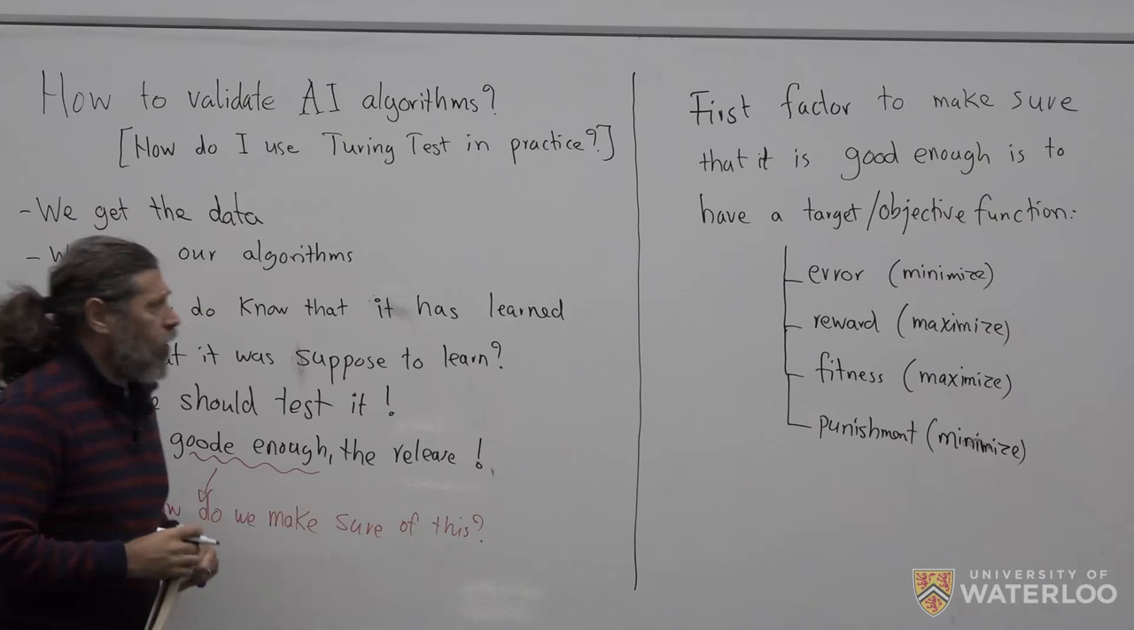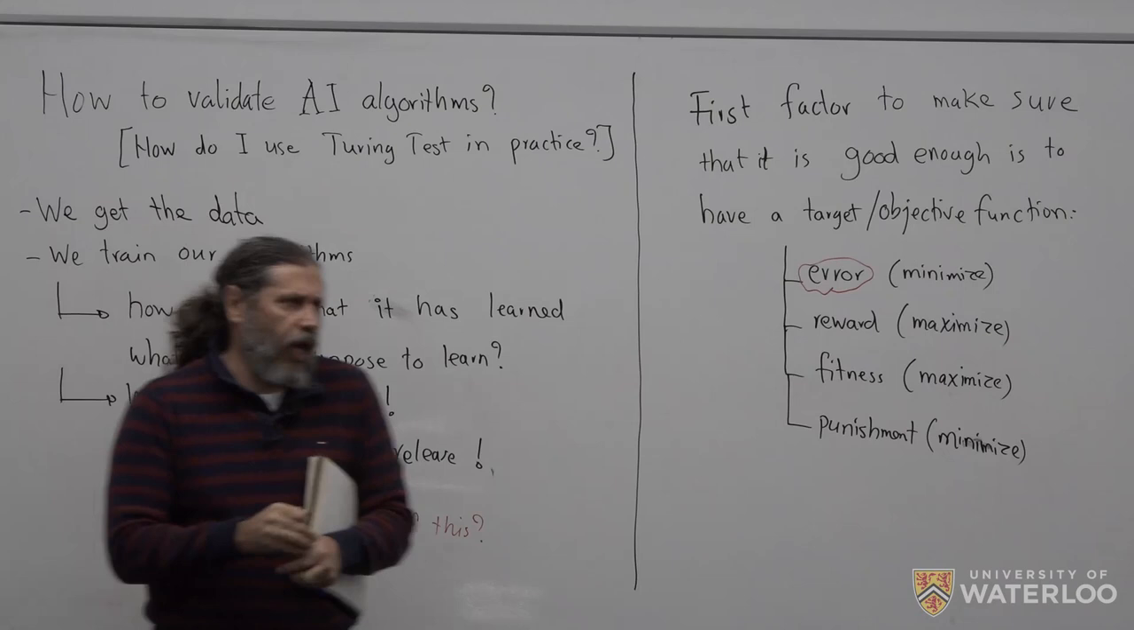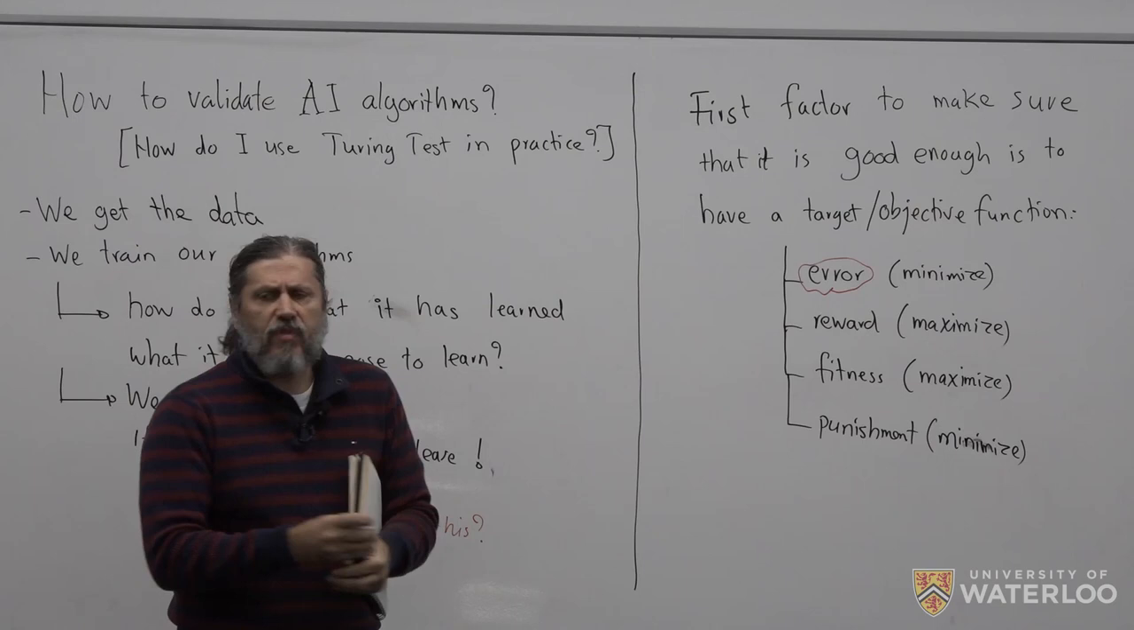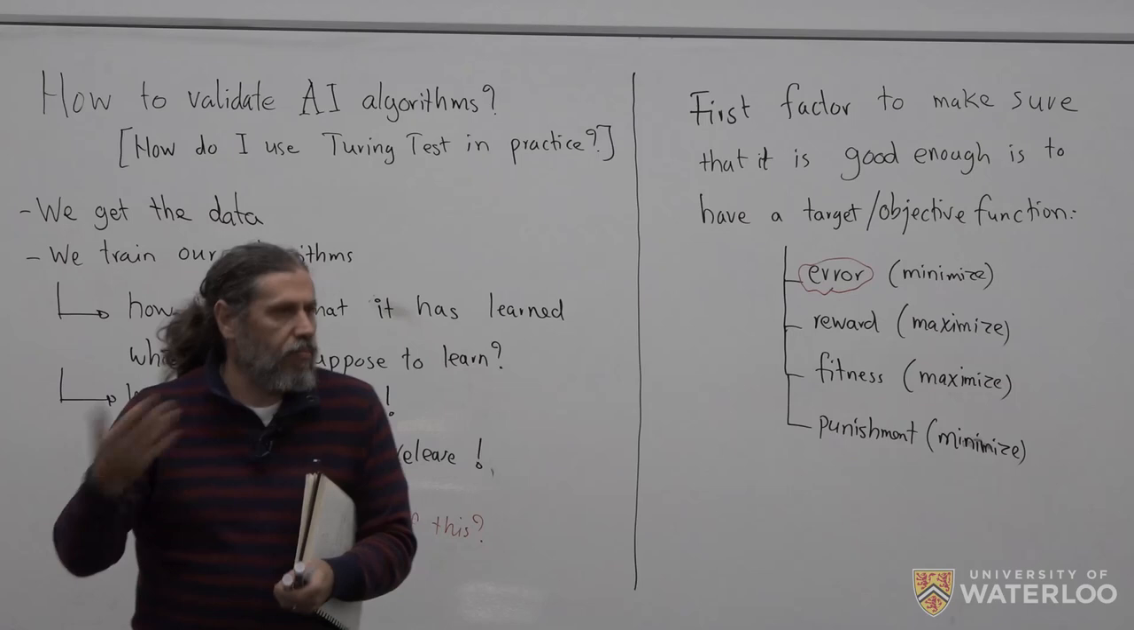And there are more. So perhaps the most commonly used target function for us, if you look at neural networks, is error. So you calculate the error, which is the difference between the desired output and what you actually calculate. When we get to a reinforcement agent, you use reward and punishment. When you get to the evolutionary concept, we use fitness. And there are others for other schemes.